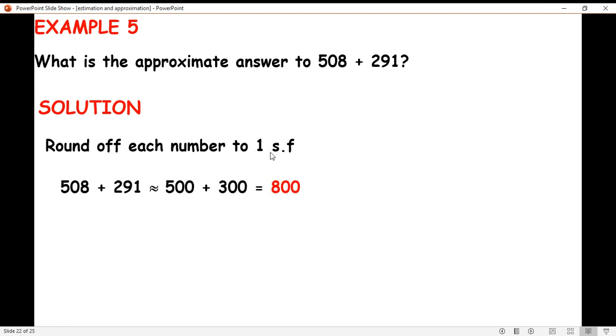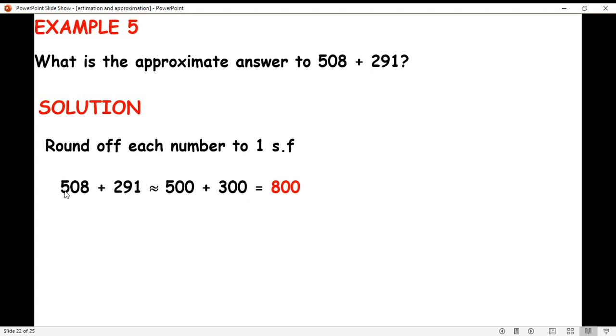Can you see that? Now, let's start with this 508. The digit 5 here will be the first significant figure. Now, look at the digit immediately after it. That means if I count this as the first significant figure, this 5 will be my target digit.